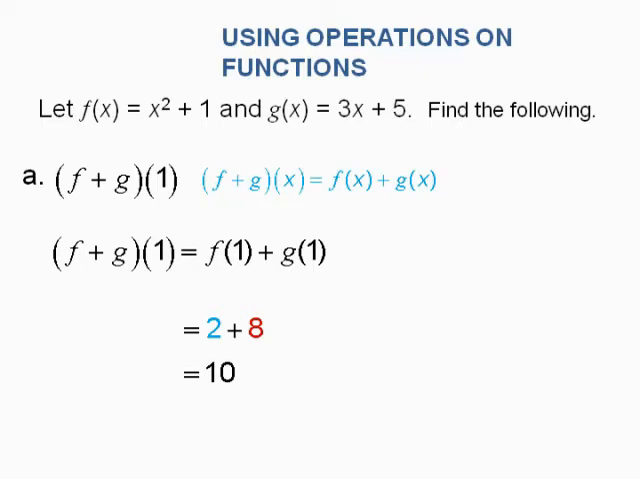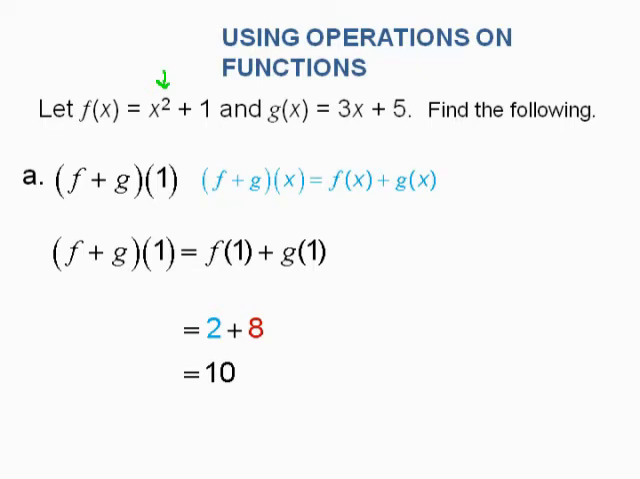So we're going to go ahead now and use some operations on functions. Let's say we're given f of x equals x squared plus 1. Now, y'all know what that would be, a graph of a parabola shifted 1 unit which way? Vertically up 1. I was just seeing if you remember previous lessons. G of x is given as 3x plus 5. It would be a line in slope-intercept form.